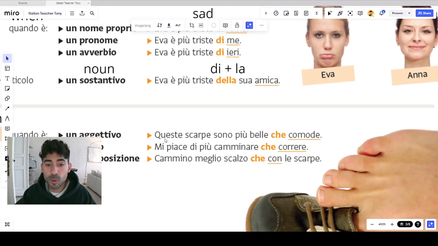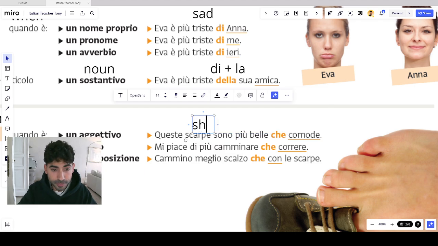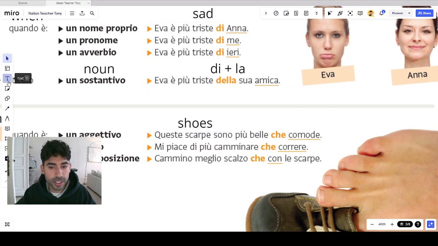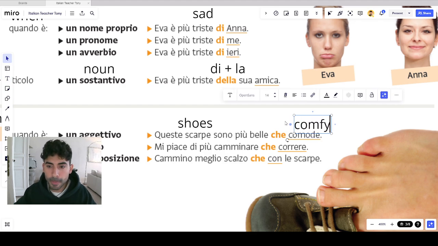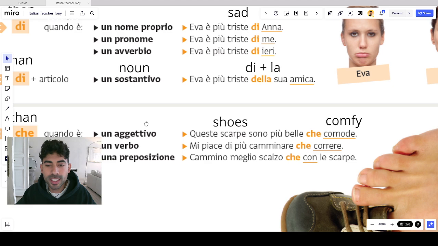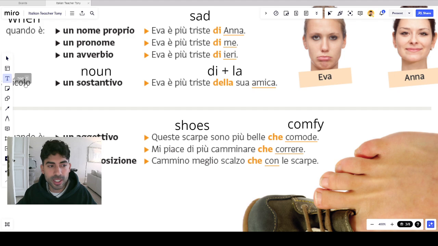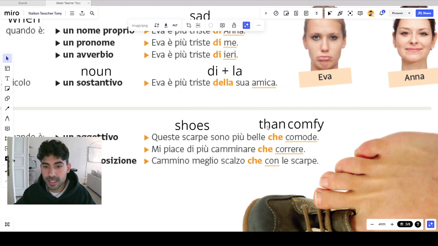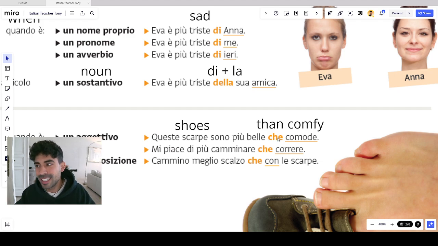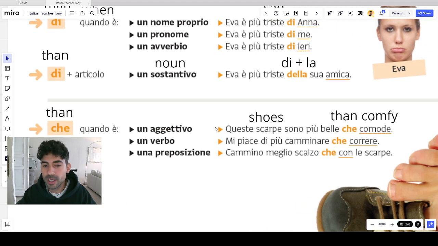For example, queste scarpe sono più belle che comode. Scarpe is shoes, comode is comfy. And what we're saying here is we are comparing something against an adjective, comfy. And this is why we say these shoes are more beautiful than comfy. Notice that this is still translated with then, but it's not di, it's not del, it's che. The reason why we're doing that, again, is because we are comparing with an adjective.